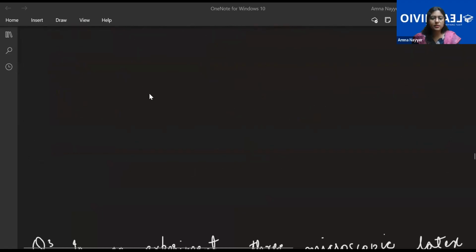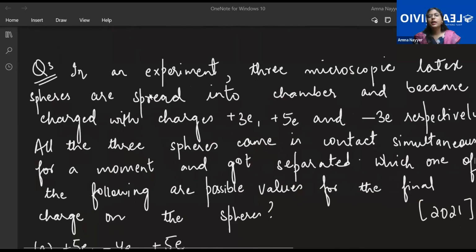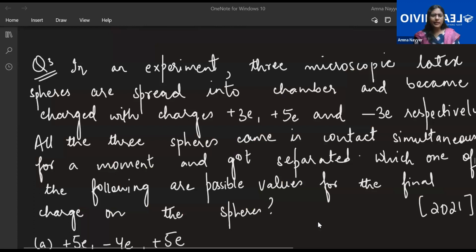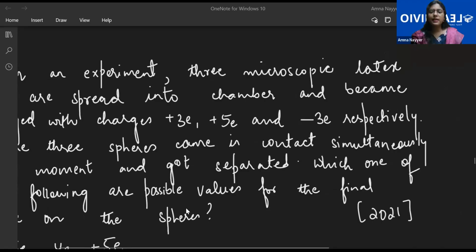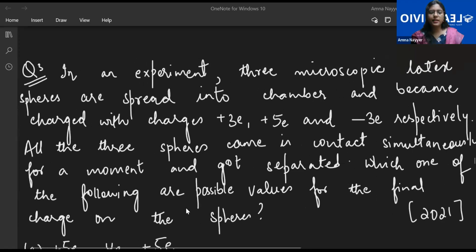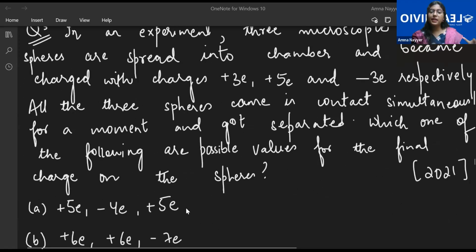First, let me discuss the previous year's questions. Yeah. This question came once. It looks very lengthy. Class, it's very easy. It's just based on the properties of the charges. This says that in an experiment, 3 microscopic latex spheres are spread into the chambers. Okay. And they become charged with the charges +3, +5, -3 respectively. All the 3 spheres come in contact.